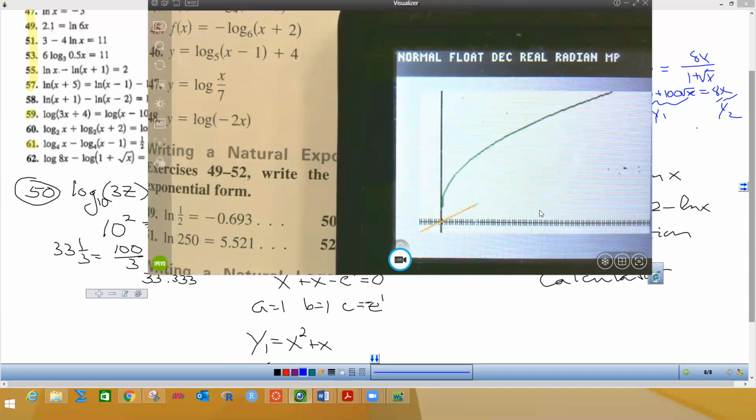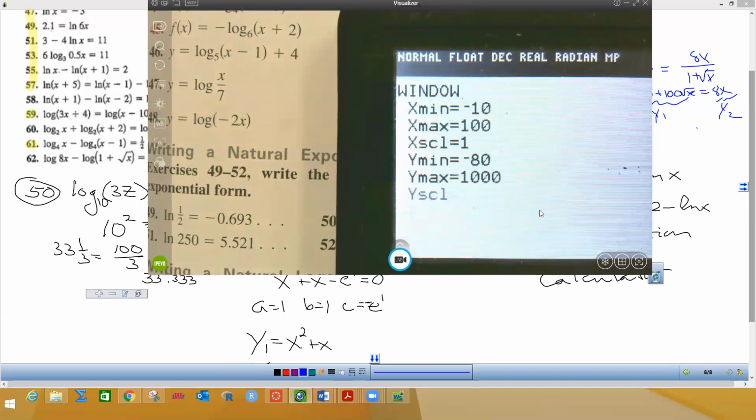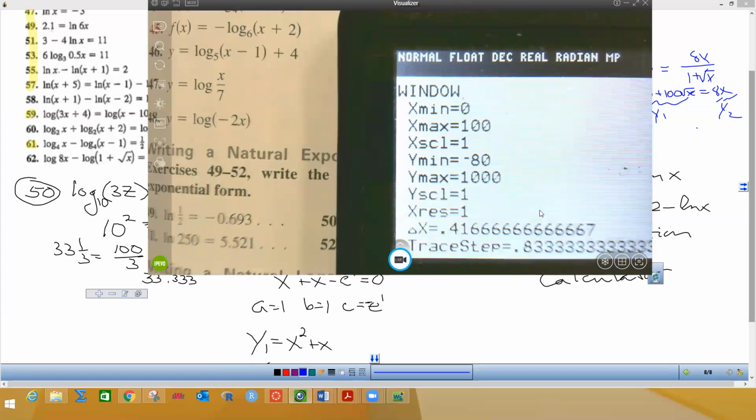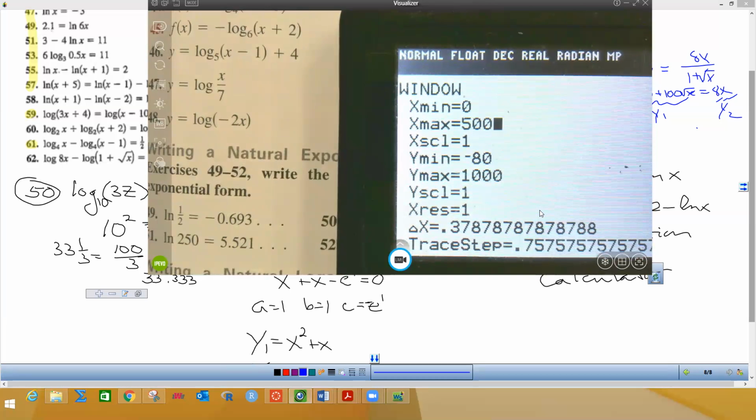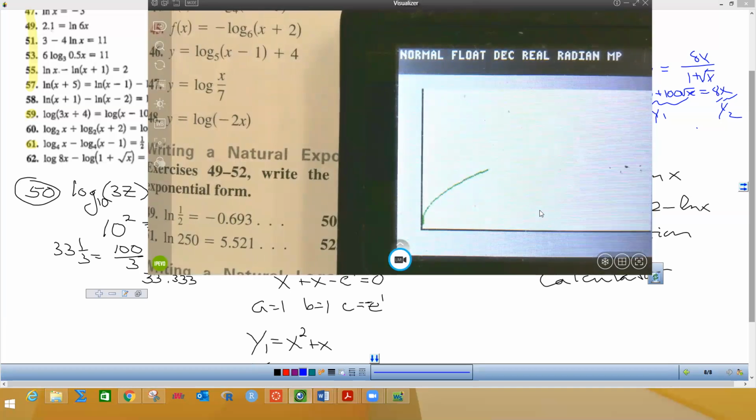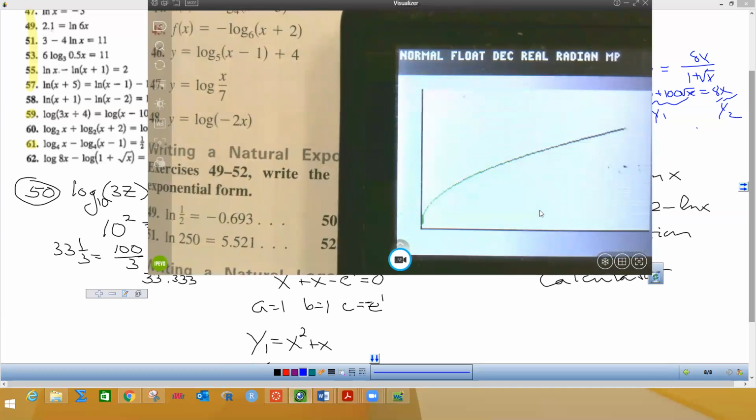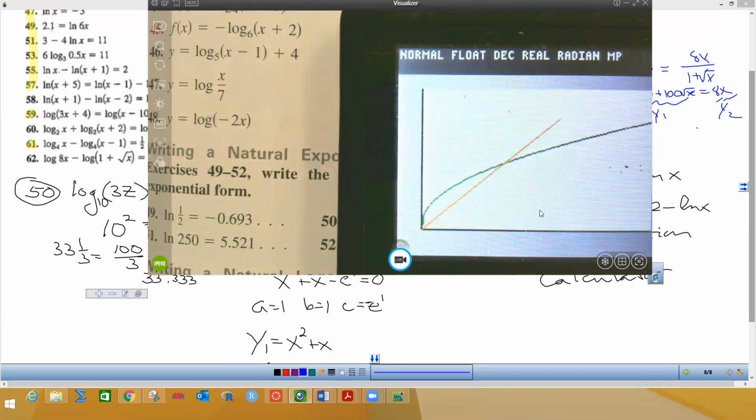Here comes the other one. It's still off my graph. So I've got to go further to the right and further up. So I'm going to change my window. We'll go to 0. Let's go to 500. And let's go from 0 and let's try 3,000. I don't know if it's enough or not. I hope so. Okay, so there's my square root one. And, oh, we do have an intersection finally. Okay, so we do have an intersection now.